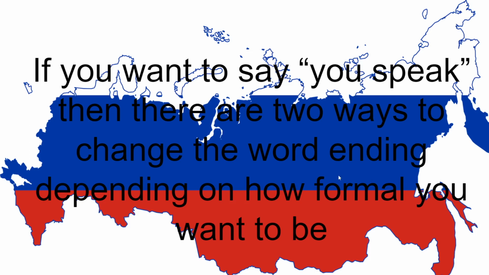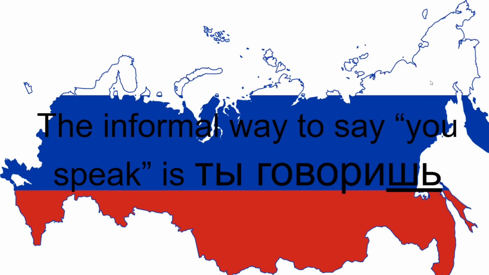If you want to say you speak, then there are two ways to change the word ending depending on how formal you want to be. The informal way to say you speak is ty govorish. Ty govorish по-русски, for example. Do you speak Russian? You'd use this when speaking to someone you know or have already met. Govorish is more informal, like a family member or a friend or something like that.